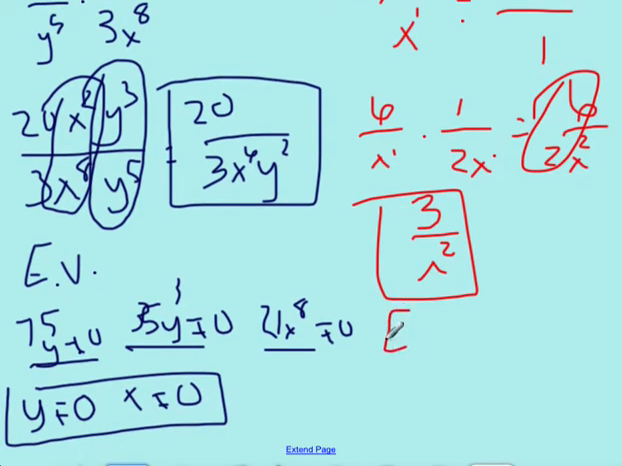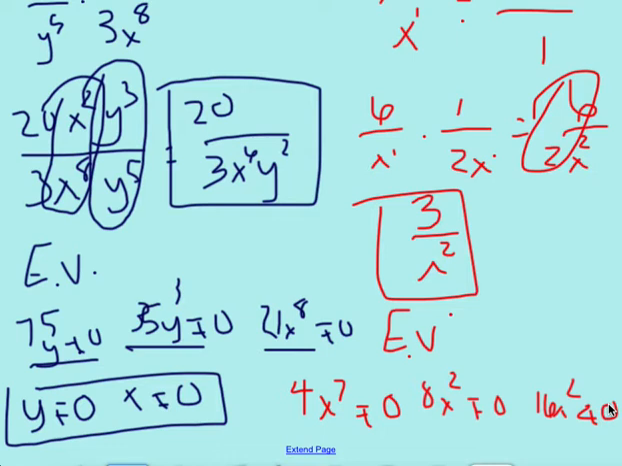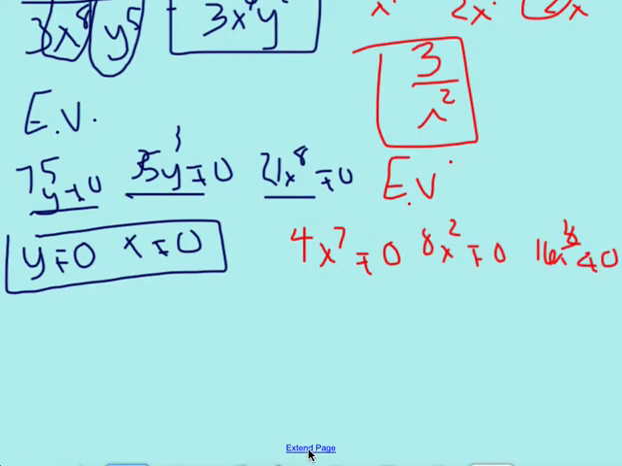So taking a look at our excluded values, we need to take our original bottom of the first fraction, which is 4x to the 7th, and that cannot be equal to 0. And then the original bottom of the second fraction is 8x squared, that cannot be equal to 0. And the original top of the second fraction, 6x squared, 16x cubed, cannot be equal to 0. Well, each of these are x raised to an exponent, and they're all being multiplied. So the only way that any of these are going to be equal to 0 is if x itself is equal to 0. So that's my excluded value, x cannot be equal to 0.